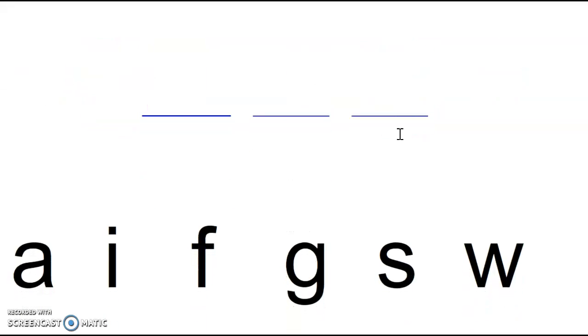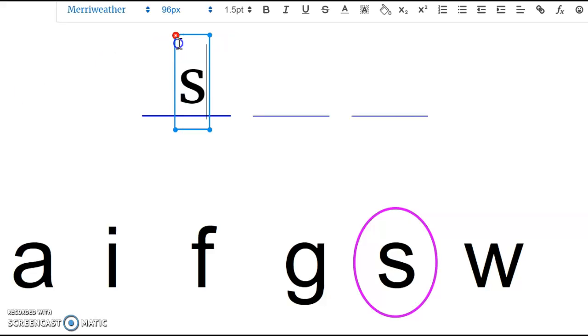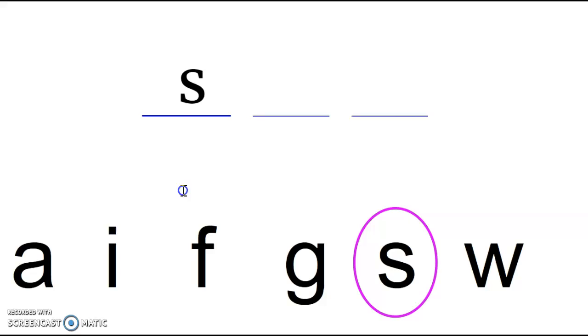Our next word has 3 letters in it. The first letter makes the S sound. S. Now we just did this letter with our previous word. What letter makes the S sound? If you chose letter S, you are correct. S is our first letter of our word.